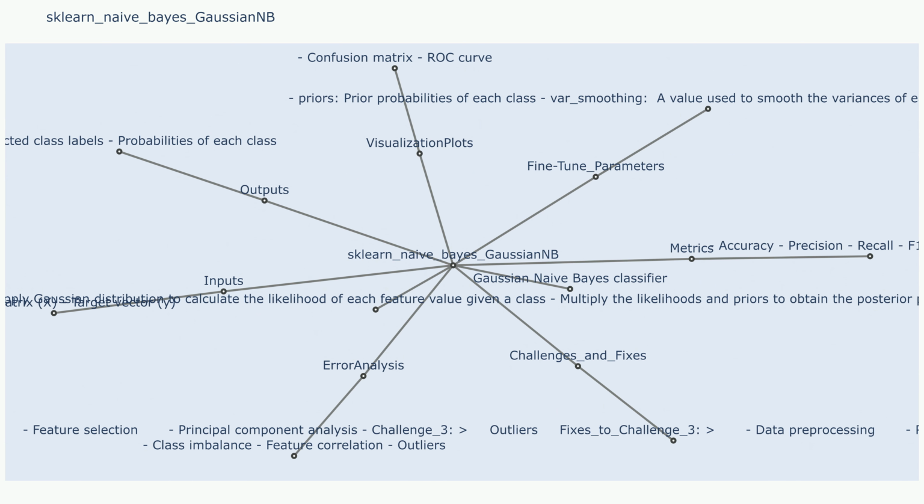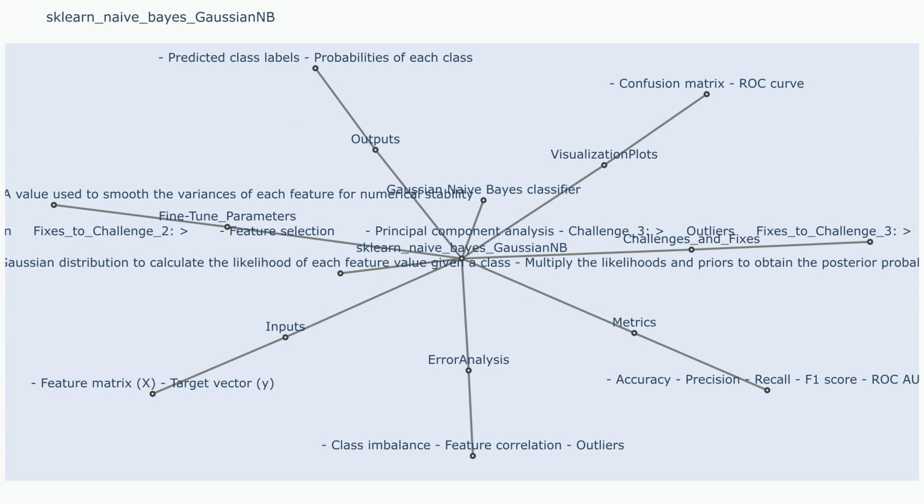in the classification. Fine-tune parameters. Priors. An array of shape n classes, specifying the prior probabilities of each class. If not specified, they are estimated from the training data. Smoothing. A float representing the smoothing parameter for the variance of each feature. This prevents overfitting by adding a small value to the variances.